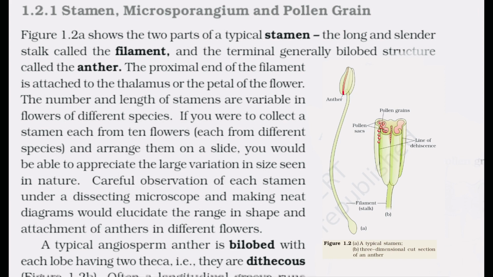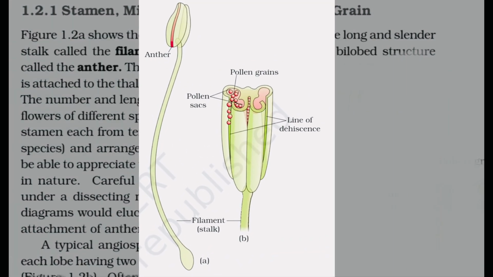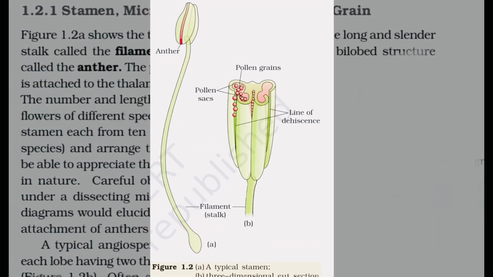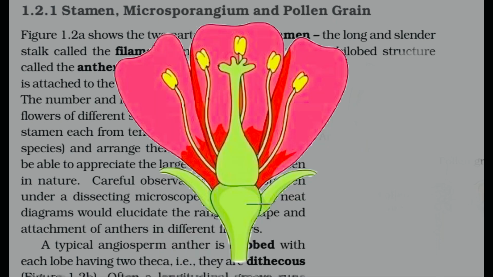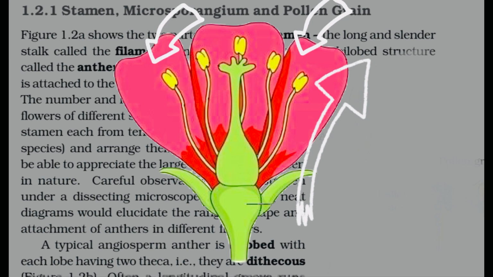Stamen, microsporangium and pollen grain. This figure shows the two parts of a typical stamen, the long and slender stalk called the filament, and the terminal generally bilobed structure called the anther. The proximal end of the filament is attached to the thalamus or the petal of the flower. The number and length of stamens are variable in flowers of different species.